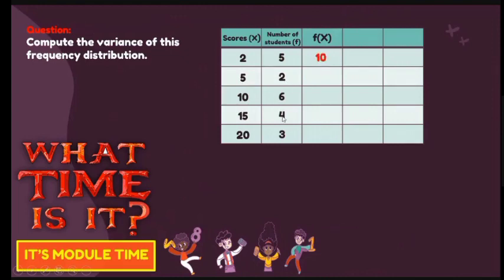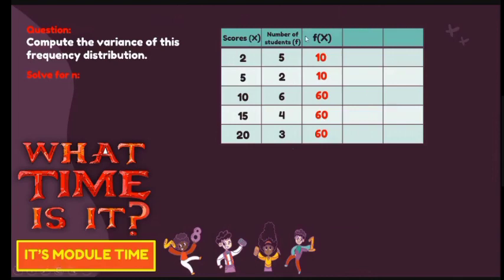So multiply 2 times 5 is 10. 5 times 2 is 10. 6 times 10 is 60. Then 15 times 4 is also 60. And then 20 times 3 is 60. So after completing yung part na yan, next thing na gagawin natin is to solve for n.